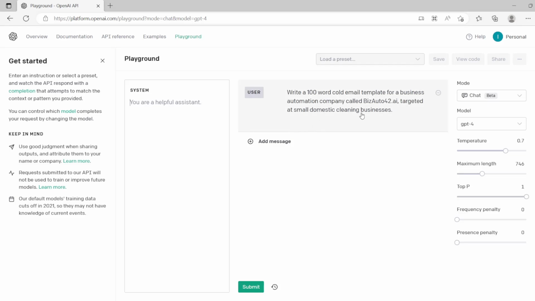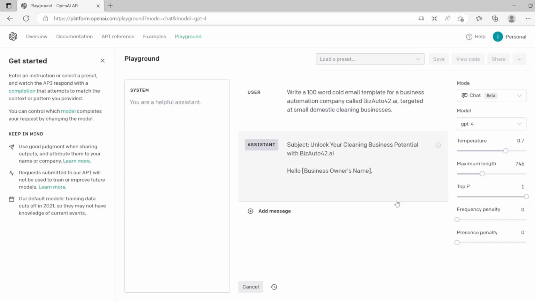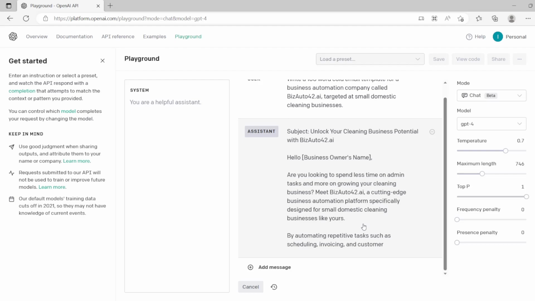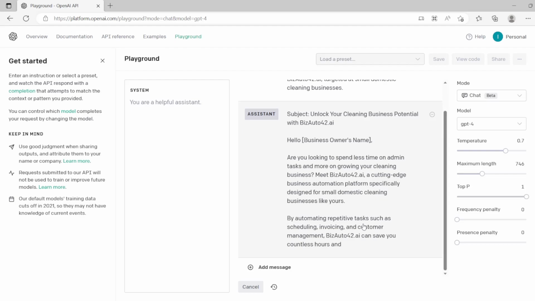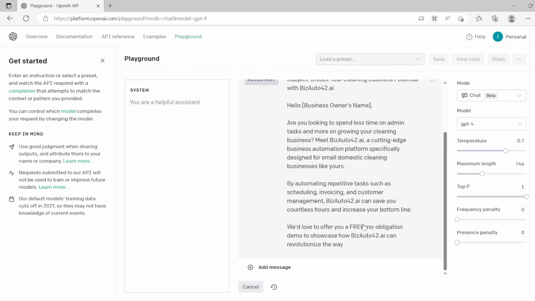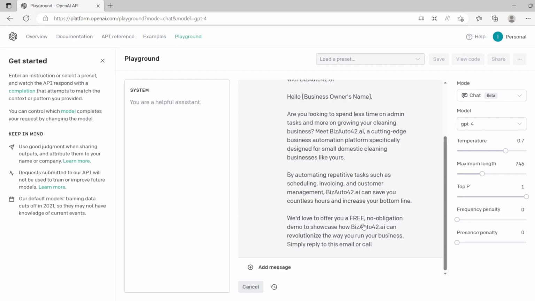So let's look at what it does by default. Write a 100-word cold email template for a business automation company called BizAuto42, that's just something I made up, hopefully it doesn't exist, targeted at a small domestic cleaning company. So here it is writing the email. There we go. If we look at what it says, it's just kind of cheesy. Are you looking to spend less time on admin tasks and more on growing your cleaning business? Meet bizauto42.ai, apparently I can't read.